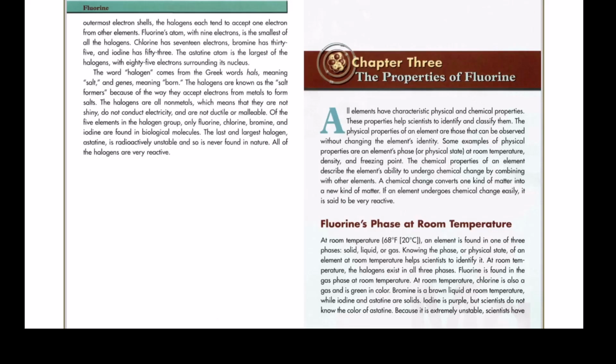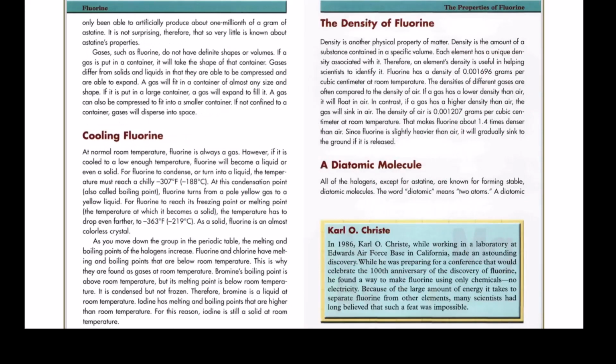At room temperature, chlorine is also a gas, and it's green in color. Bromine is a brown liquid at room temperature, while iodine and astatine are solids. Iodine is purple, but scientists do not know the color of astatine because it's extremely unstable. Scientists have only been able to artificially produce about 1 millionth of a gram of astatine. It's not surprising, therefore, that very little is known about astatine's properties.